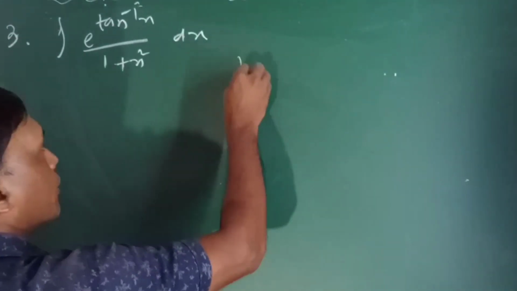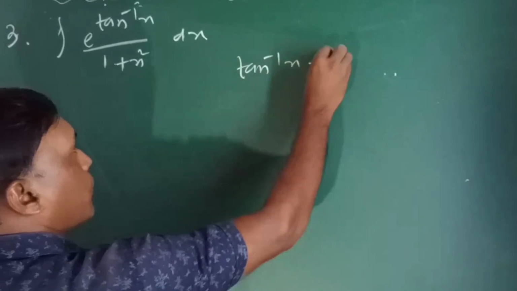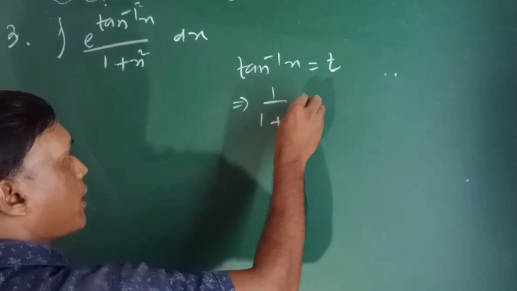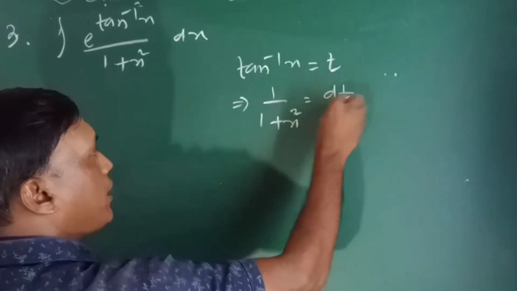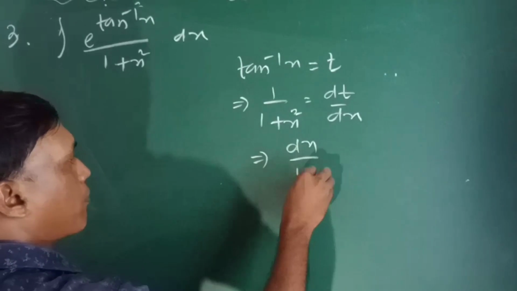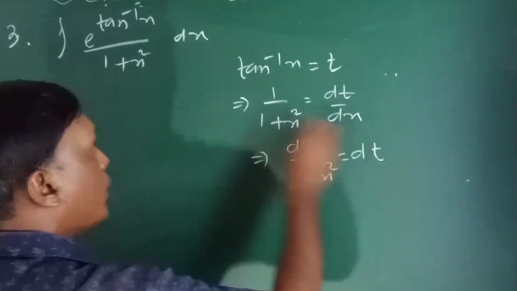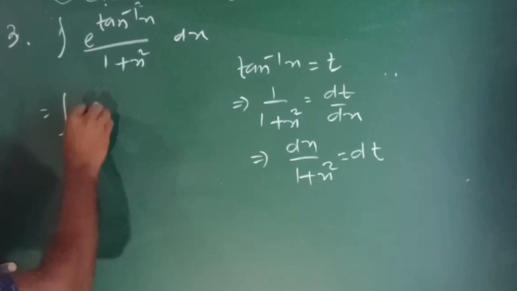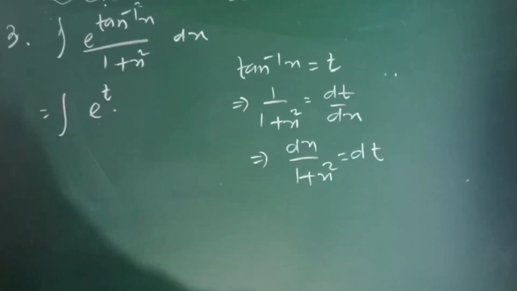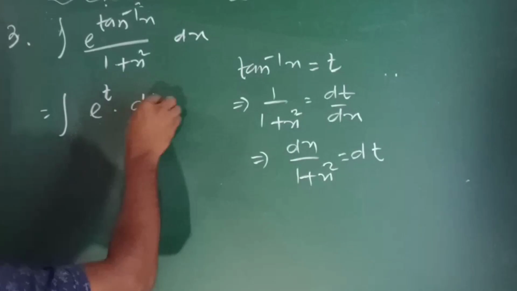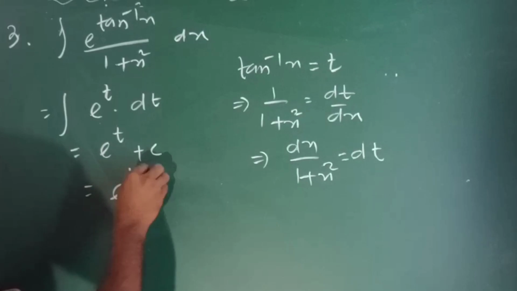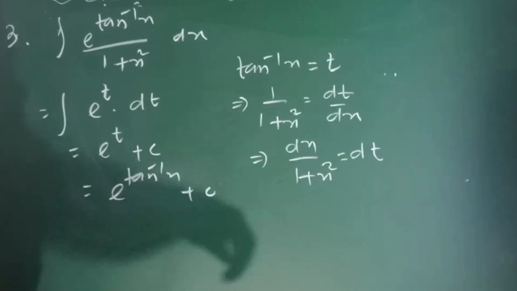So put tan inverse x is equal to t. Derivative of tan inverse x is 1 by 1 plus x square, and derivative of t is dt by dx. This implies dx by 1 plus x square is equal to dt. Substituting here, we get e to the power t into dt. So this is e to the power t plus c, and that is e to the power tan inverse x plus c, the integration.